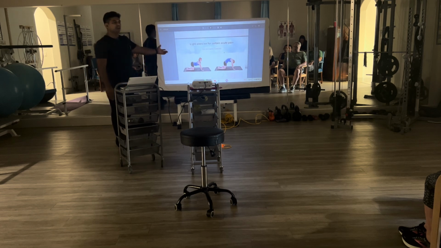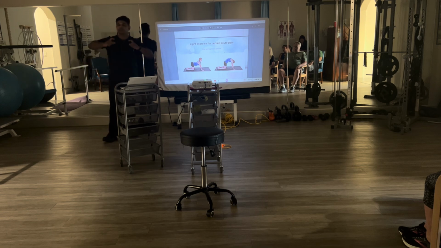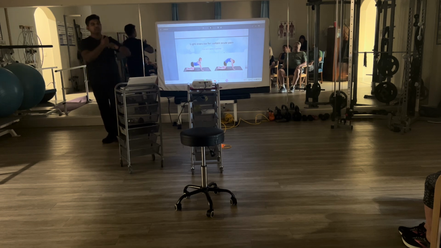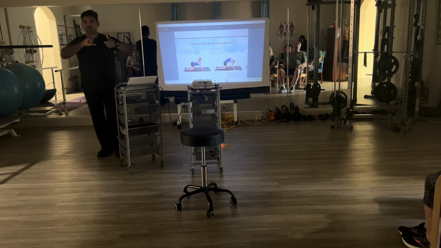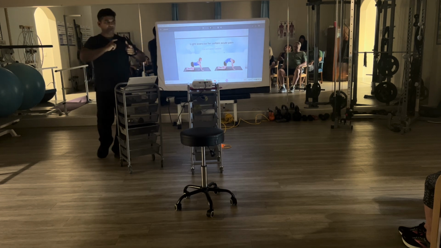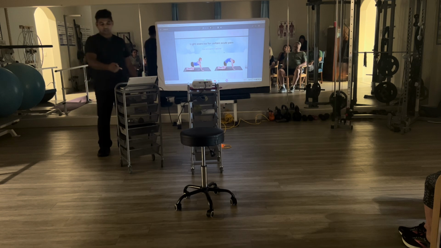Cat and camel. Very basic exercise. But why is it important? Because it works your pelvis. Your sacrum is connected with your pelvis. So when you do cat and camel, you're adjusting, you're aligning your sacroiliac joint. Your spine is connecting with your hip. So that exercise helps you with that.